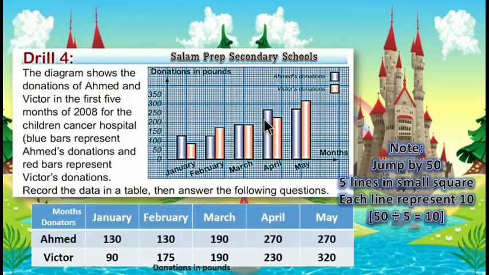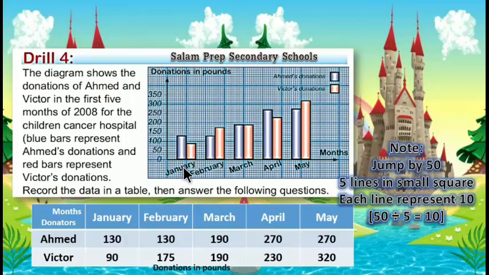April, the number is 270. May, the number is 270. Victor, we will write donations in pounds. Please take care. These numbers are donations in pounds. Now we will write donations for Victor with red bar.